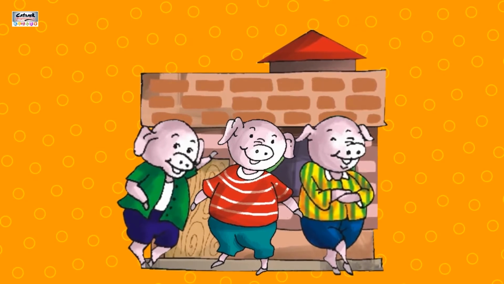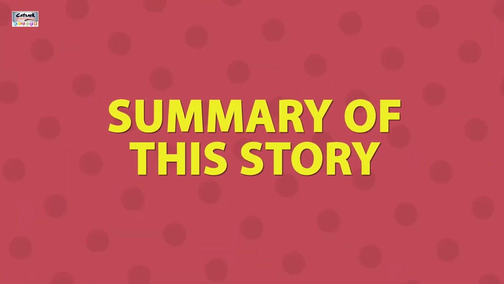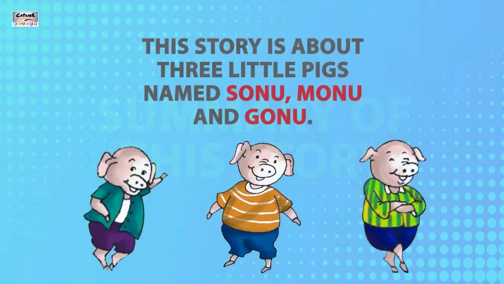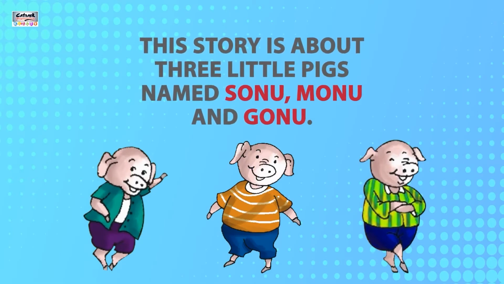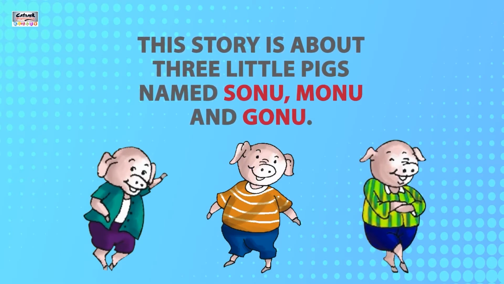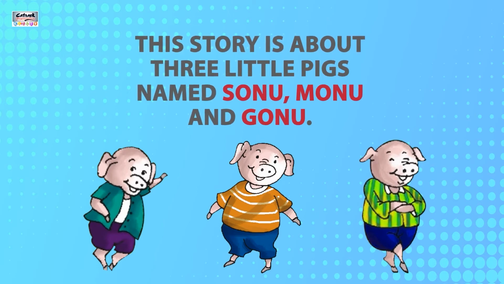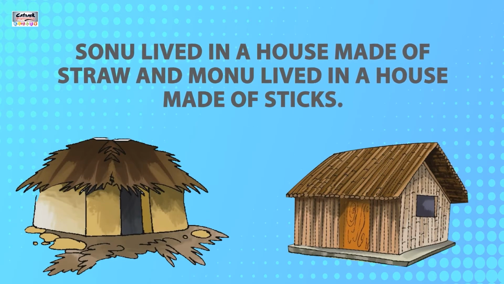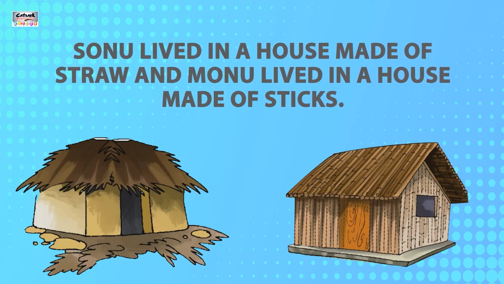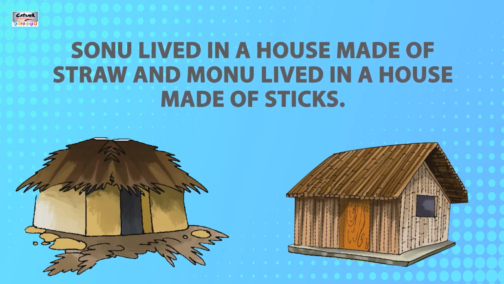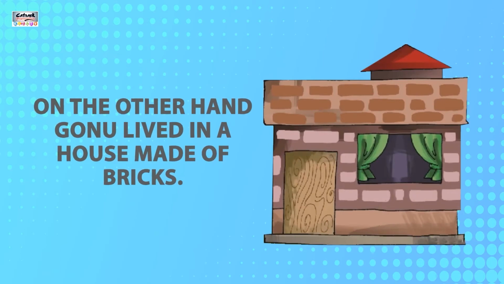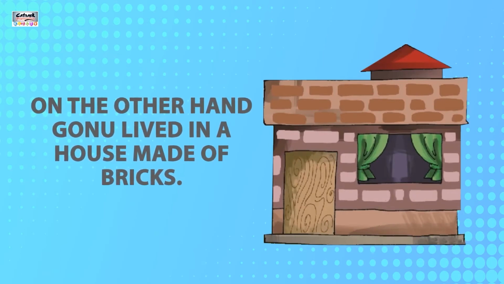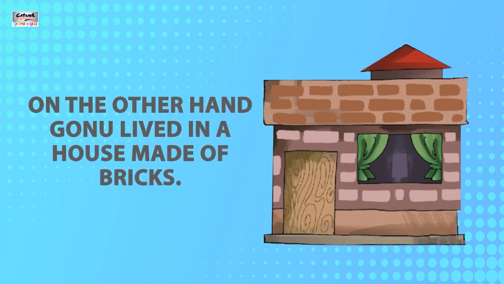Let us know the summary of the story. The story is about 3 little pigs named Sonu, Monu and Gonu. Sonu lived in a house made of straw. Monu lived in a house made of sticks. On the other hand, Gonu lived in a house made of bricks.